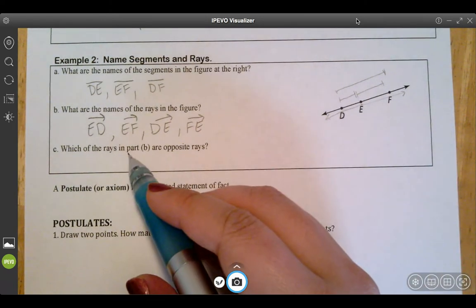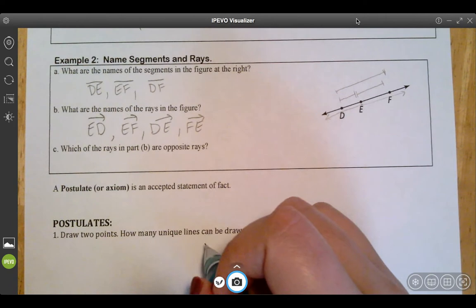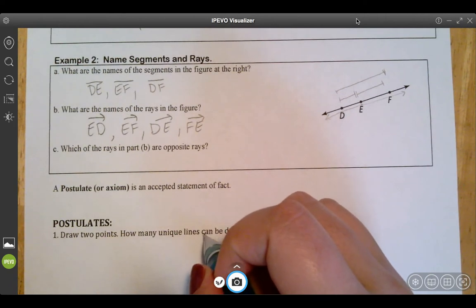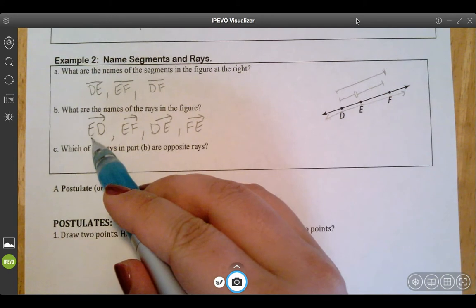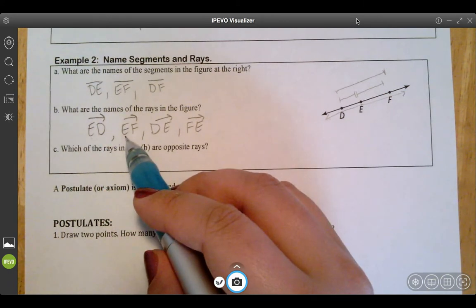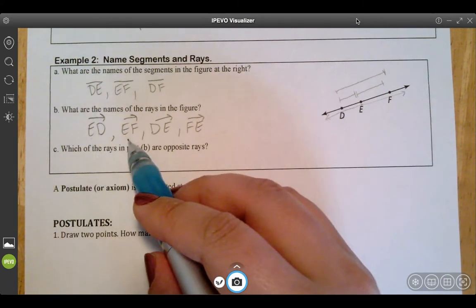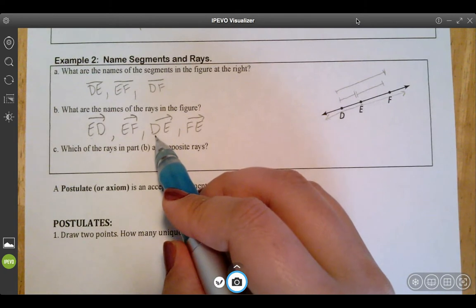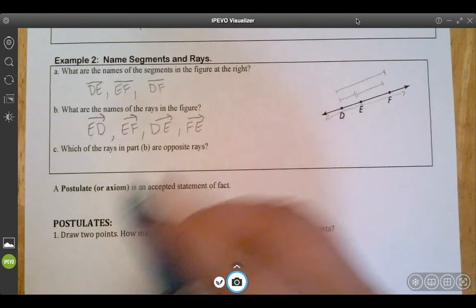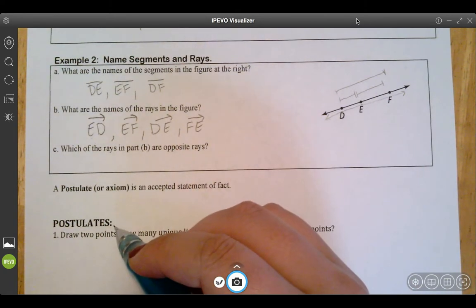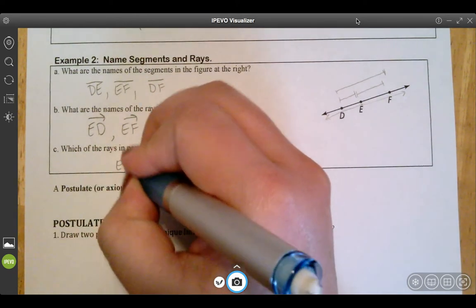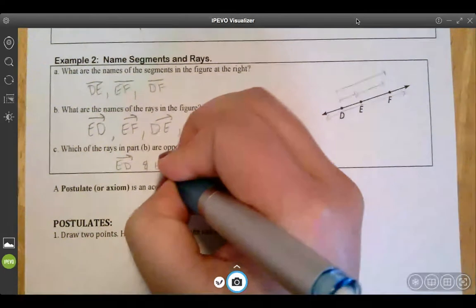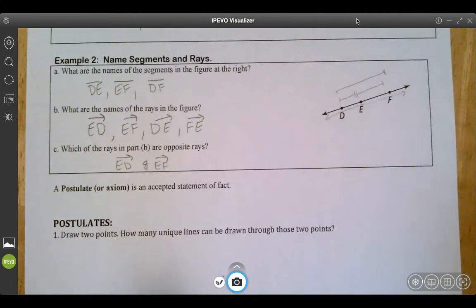Which of the rays from part B are opposite rays? Opposite rays means they have the same endpoint. So here, this has endpoint E, this one has endpoint E. Those are opposite rays. This has endpoint D, is not an opposite ray because this one has endpoint F. So opposite rays have the same endpoint. So E to D and E through F are opposite rays.